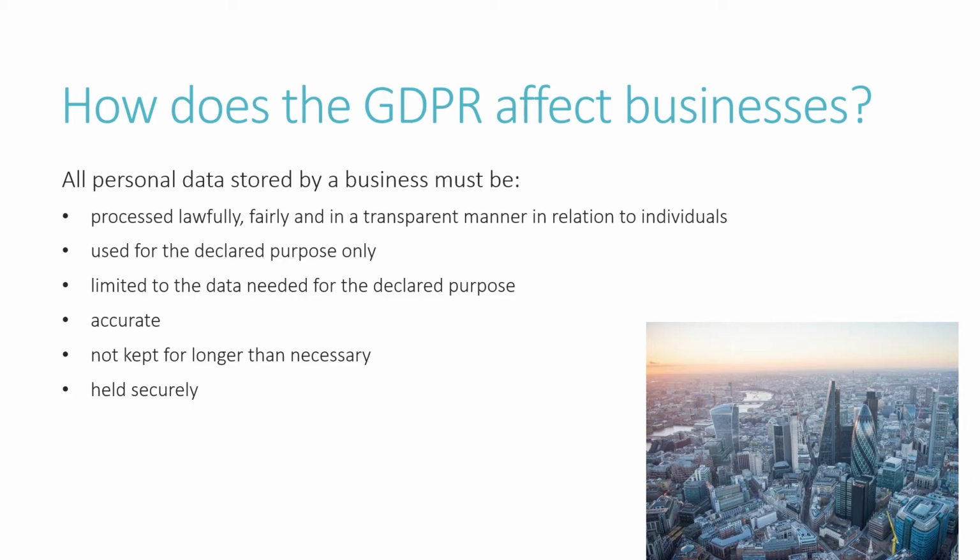When they tell you what they're storing and what they're storing it for, they're not allowed to store any other data that is not needed for that declared purpose. It must only be limited to what they said they wanted it for. The data must be kept accurate, and if it's not accurate, you can tell them to make it accurate, and if they don't, they're breaching the regulation.